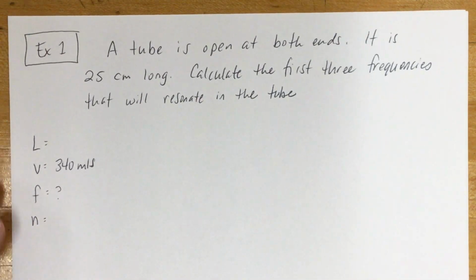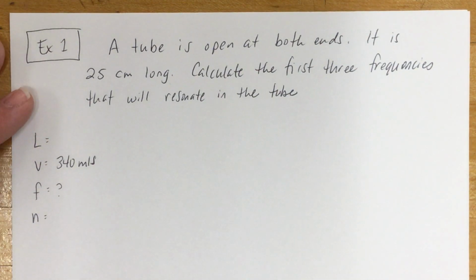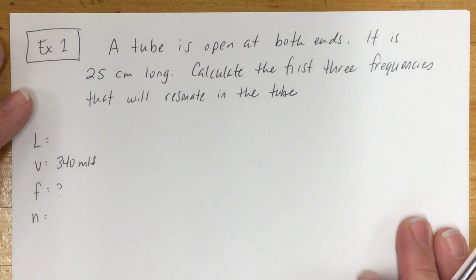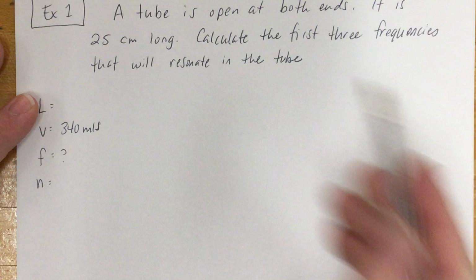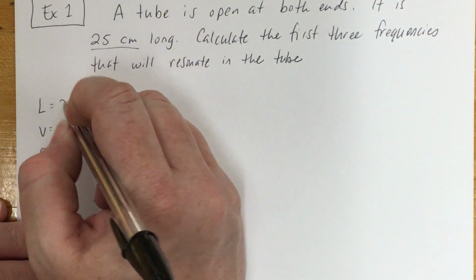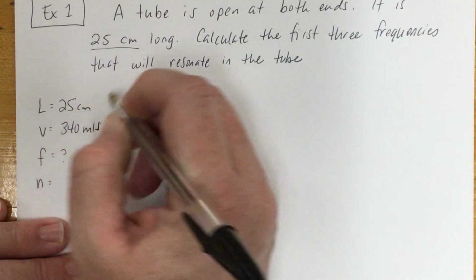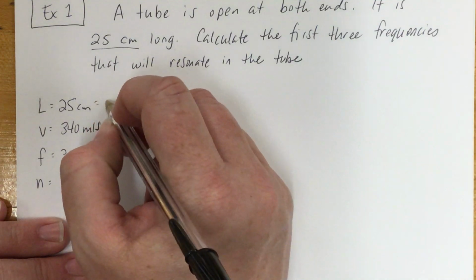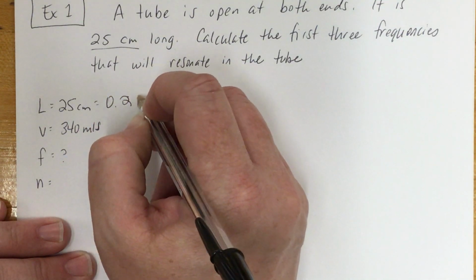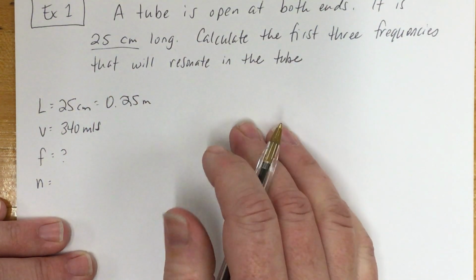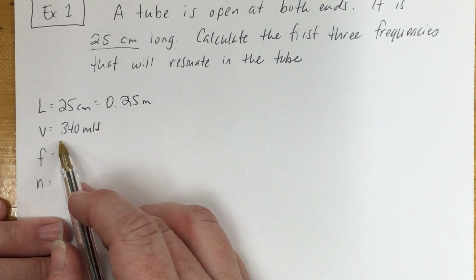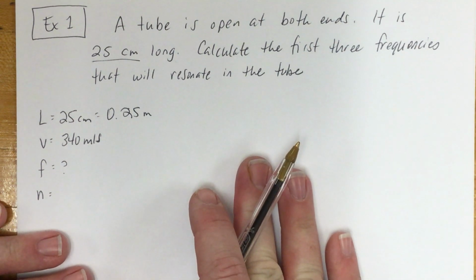A couple examples can be helpful with this. If we take example 1, we have a tube that is open at both ends. It's 25 centimeters long. Calculate the first 3 frequencies that will resonate in the tube. So our length here is 25 centimeters. We cannot leave it as centimeters. We have to get it into meters. So 0.25 meters. There's no speed of sound given, so we'll use 340 meters per second.